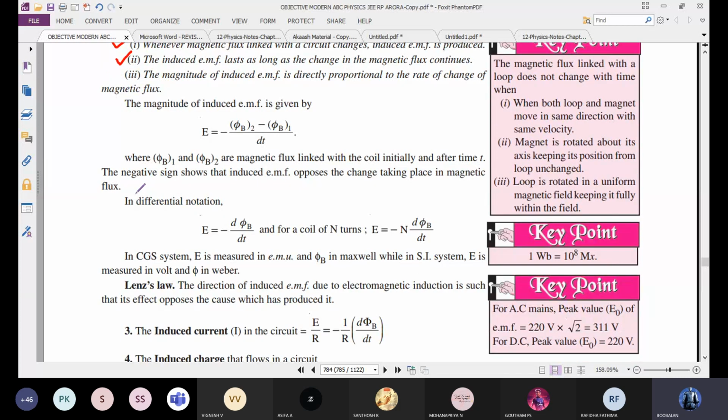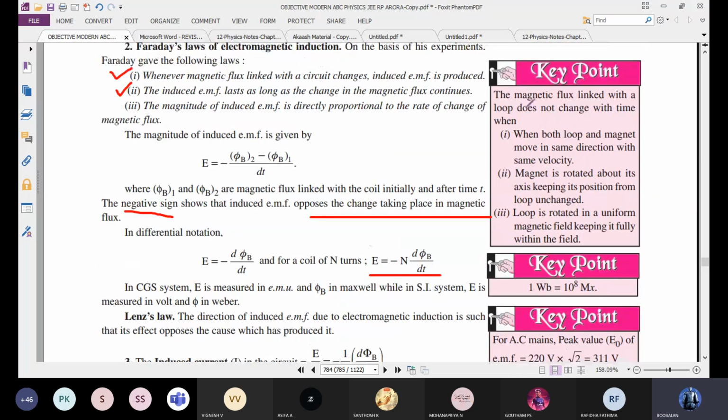So why are we using the minus sign? It is opposite to the change taking place in the magnetic flux. That is the purpose of taking minus. If N number of coils or N number of turns is there, you can multiply with N. Definitely they will ask one or two questions like it depends upon, does not depend upon. So you can focus on this area also.